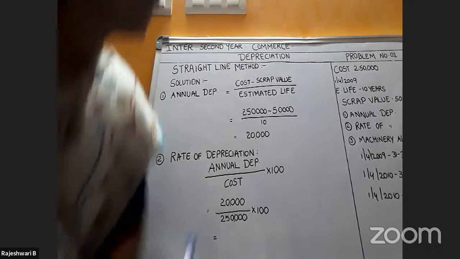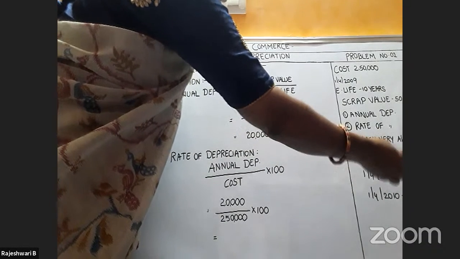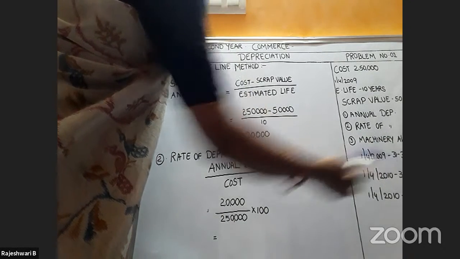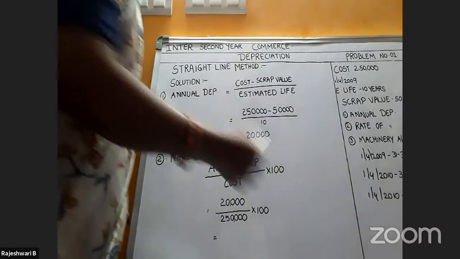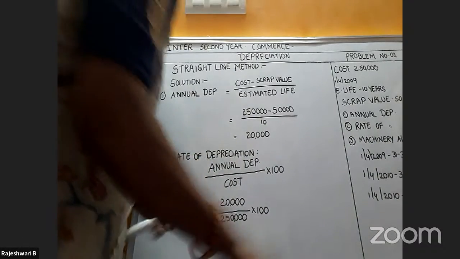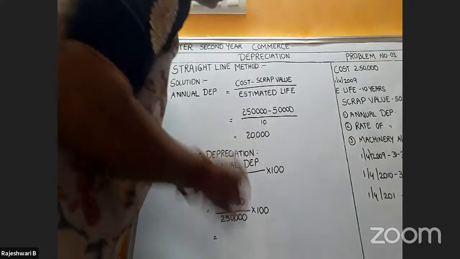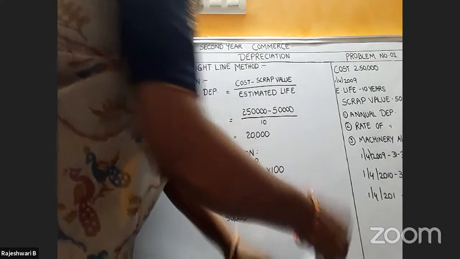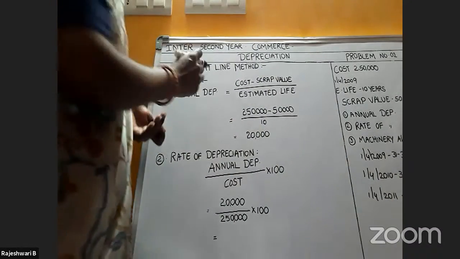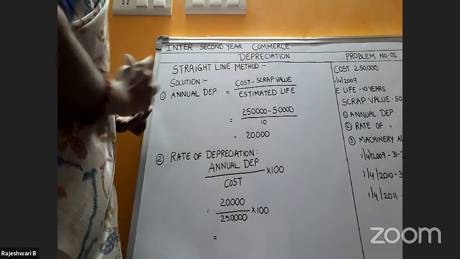The first financial year is 1st April 2009 to 31st March 2010. The second year is 1st April 2010 to 31st March 2011. And the third year is 1st April 2011 to 31st March 2012. They asked us to prepare the machine account for 3 years. Here we are doing the straight line method. As per the straight line method, solution.